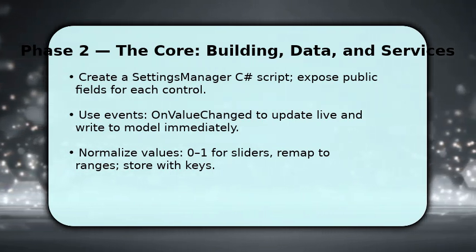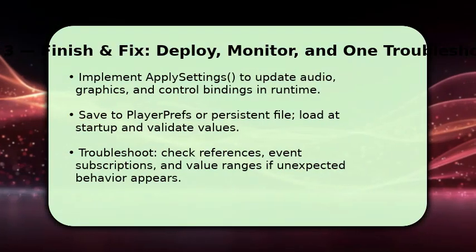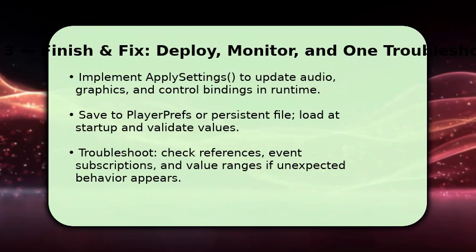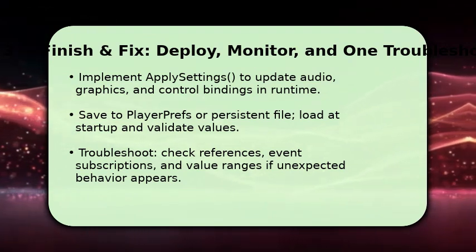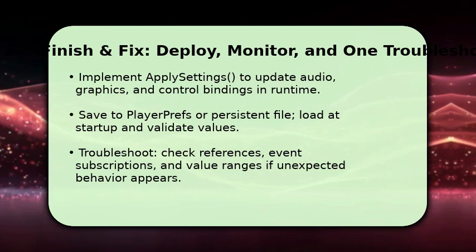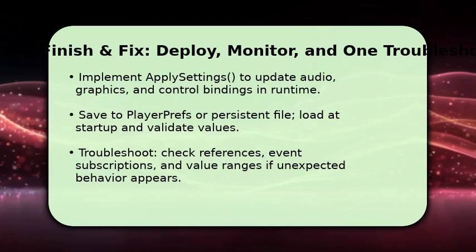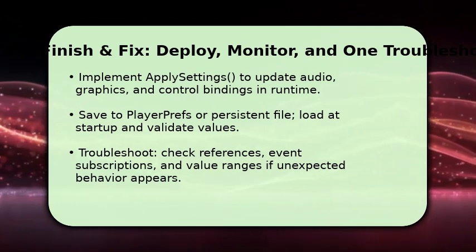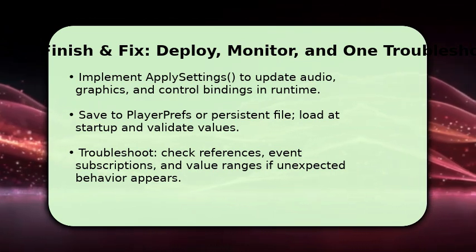Finally, choose consistent keys and save using player prefs, or finish by applying and persisting settings across sessions so players see their choices. Implement apply settings to update audio mixer volumes, quality settings, and input mappings, and call it after loading or a change. Save using player prefs, or write a JSON file for complex data. Load at startup and clamp values into valid ranges.